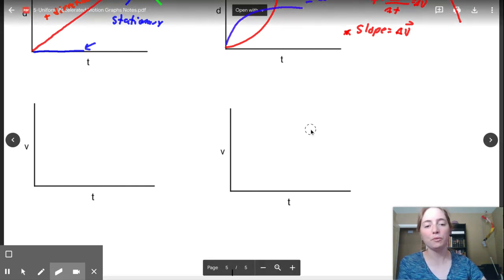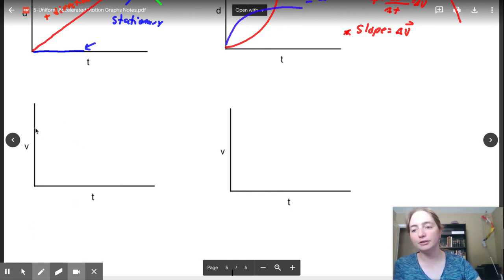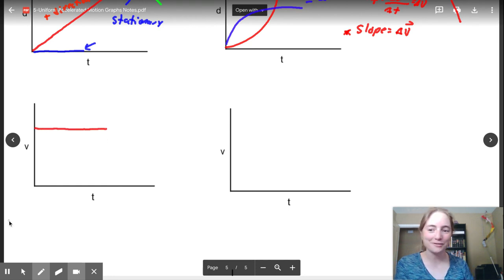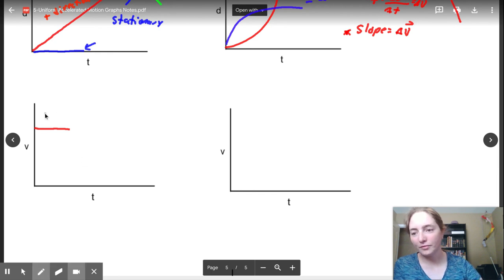For uniform motion on a velocity time graph, you can have a line like this. Okay. I'm actually going to make this a bit shorter so I can squeeze more stuff on in there. So this red line is going to be positive direction. Okay.